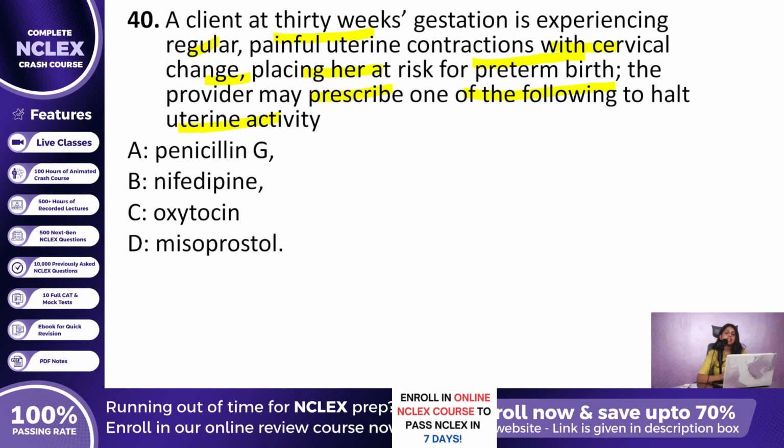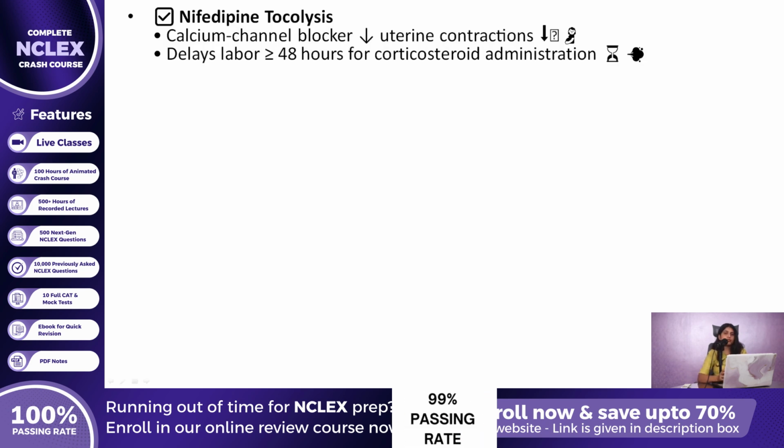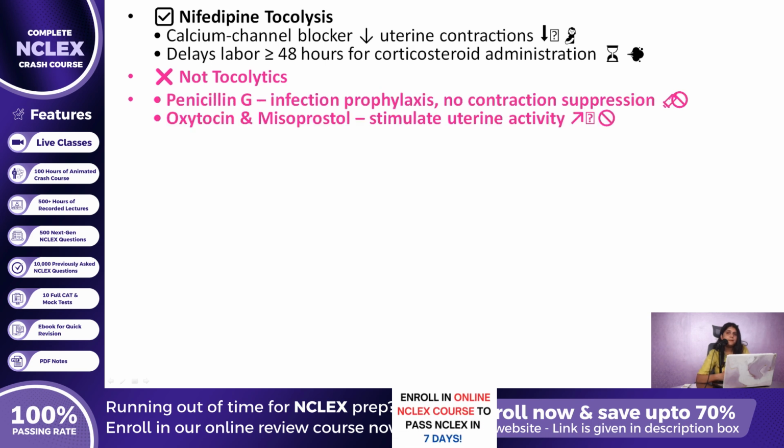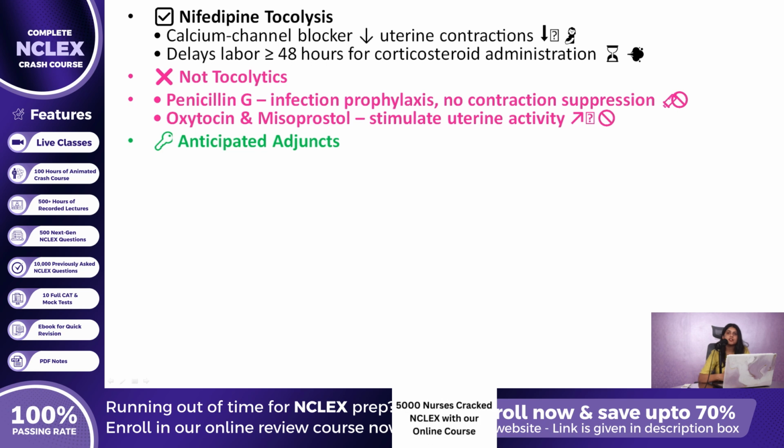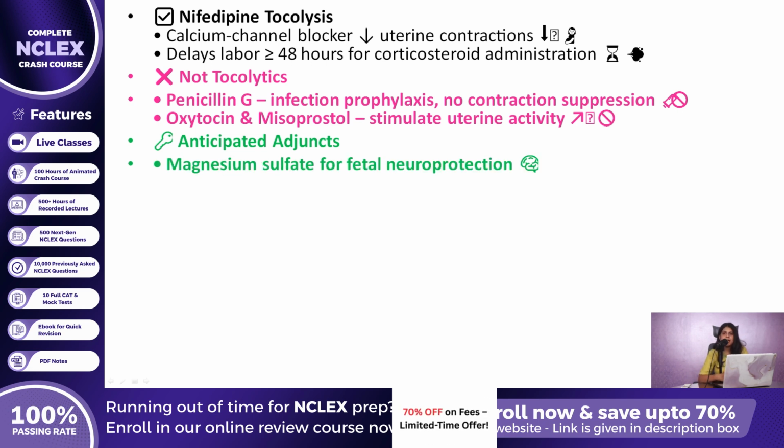Nifedipine, because as a calcium channel blocker, it inhibits calcium influx into uterine smooth muscle, reducing contraction frequency and intensity, and is widely used as a tocolytic to delay delivery long enough, typically at least 48 hours, to administer corticosteroids for fetal lung maturation. Penicillin G prevents group B streptococcal transmission, or treats syphilis, but does not suppress contractions. Oxytocin and misoprostol both stimulate uterine activity and would exacerbate preterm labor.